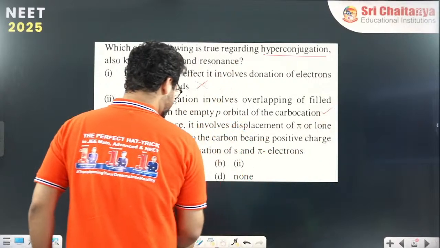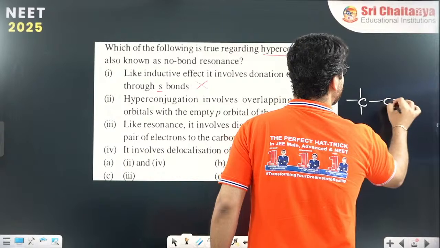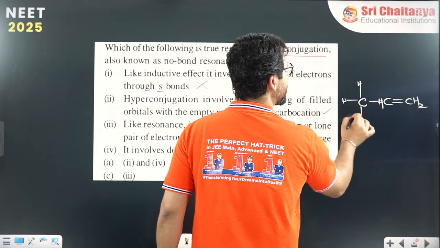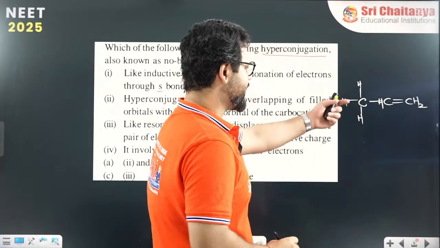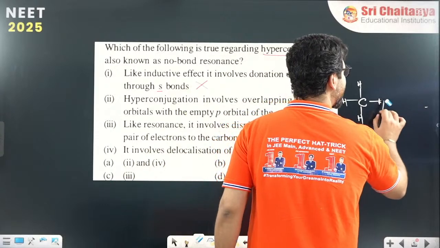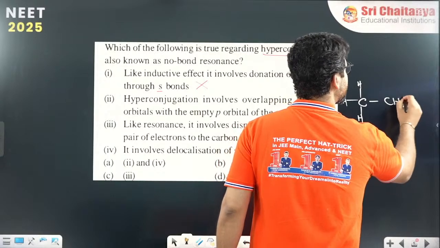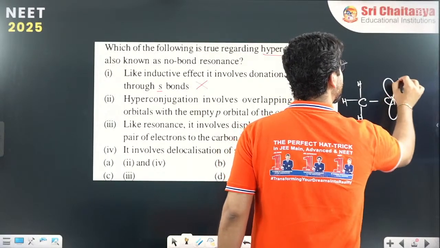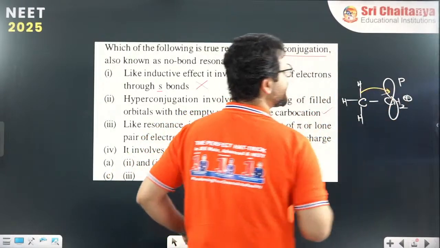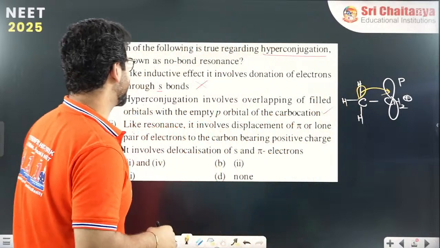This is absolutely correct. The condition for hyperconjugation is availability of alpha hydrogen next to an sp2 carbon. So this is an sp2 carbon here. Instead of an sp2 carbon as an alkene, you could have taken a carbocation, something like this. So the carbocation has an empty p orbital. In this p orbital, the alpha hydrogen sigma will overlap. So this sigma orbital overlaps with the empty p orbital. So it is absolutely correct.